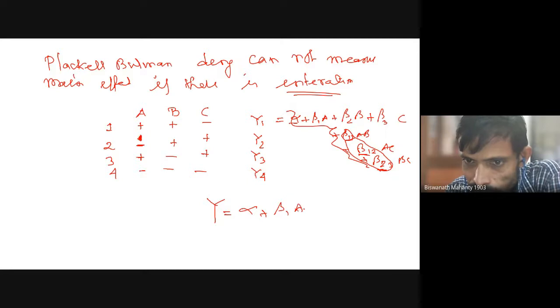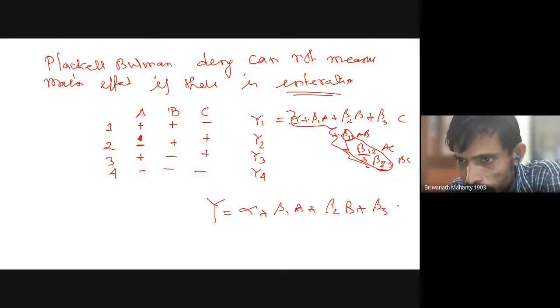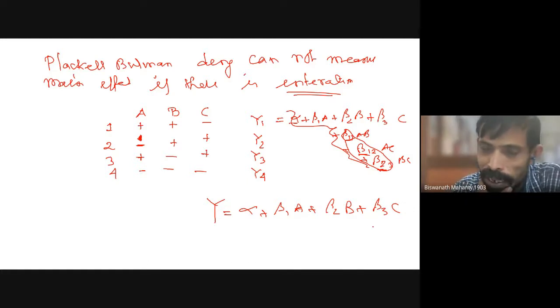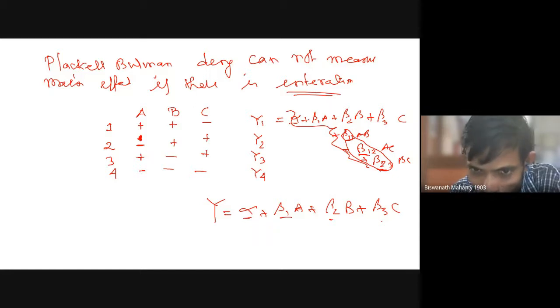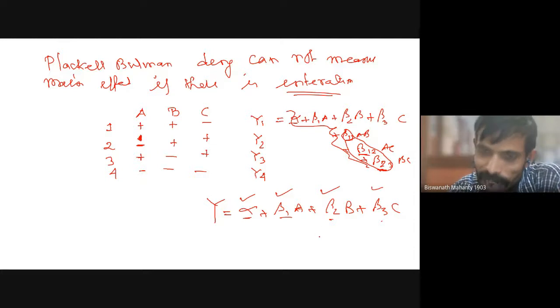Beta 1 into A plus beta 2 into B plus beta 3 into C. Do you know what I mean by A, B, C? And what are beta 1, beta 2, beta 3? Beta 1, beta 2, beta 3 are their effects. Alpha is some constant, which is called the constant parameter. So how many unknowns? 1, 2, 3, 4 unknowns. 4 unknowns, 1 equation. So from the first run, I will get one equation.